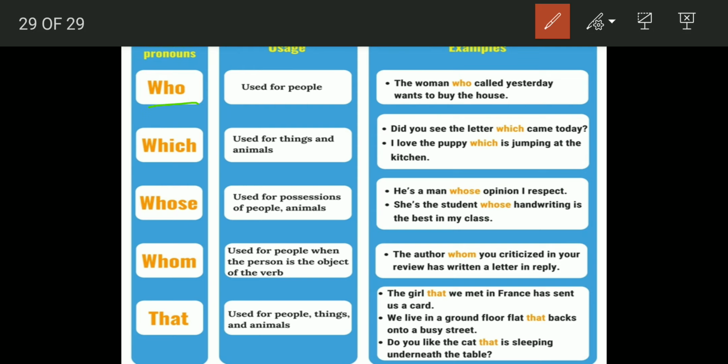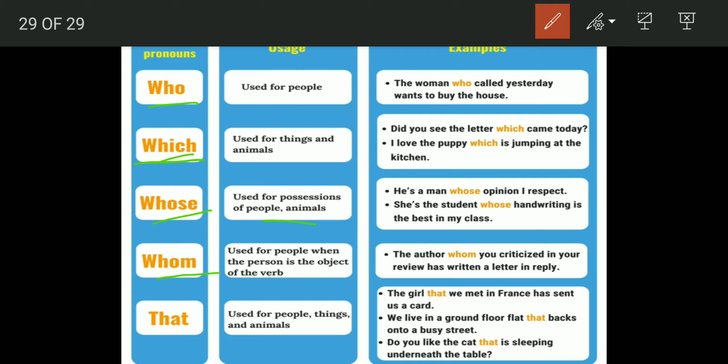Which is used for things; it is never used for people. It is also used for animals. Like, did you see the letter which came yesterday? I love the puppy which is jumping in the kitchen. So which is never used for people or humans; it is used for animals or things. Whose is used to show possession, whom does this thing belong to, a person or animal. He is a man whose opinion I respect, so the man's opinion, that is possession. She's the student whose handwriting is the best in my class. So they're talking about what? The student's handwriting. So they are using the term whose.